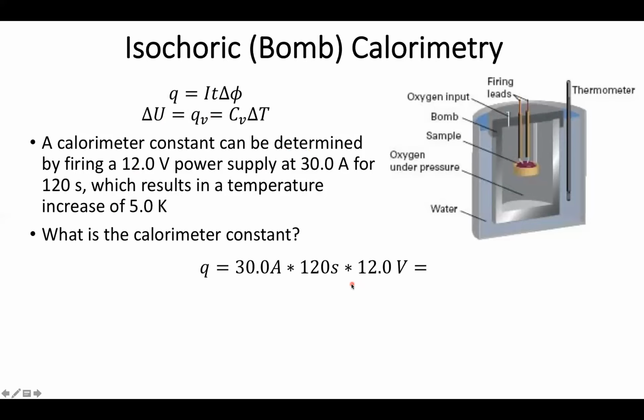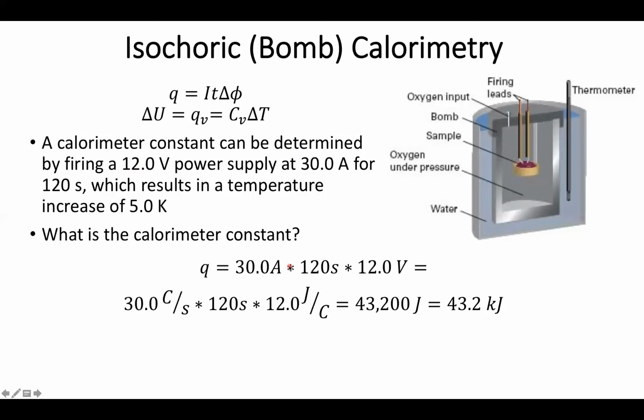But watch out, we need to take care of units. It turns out that an amp is the same as coulombs of charge being delivered per second, and volts is the amount of energy, or joules, per coulomb of charge. So by doing these quick unit conversions, I can figure out that my ignition source released about 43,000 joules, or 43 kilojoules worth of energy.